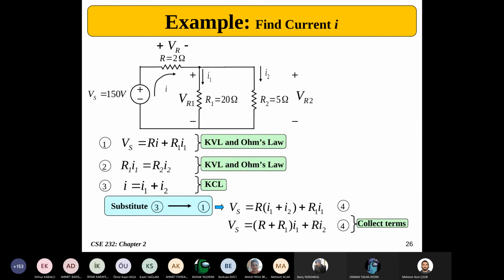Now let's take a second example. This time the example is a little bit different due to the parallel connection of these two resistances in here. I mean, if you just do this loop or use this loop, whichever it is, it should give you the same values. Anyway, for the first equation, we'll use the KVL plus Ohm's law.